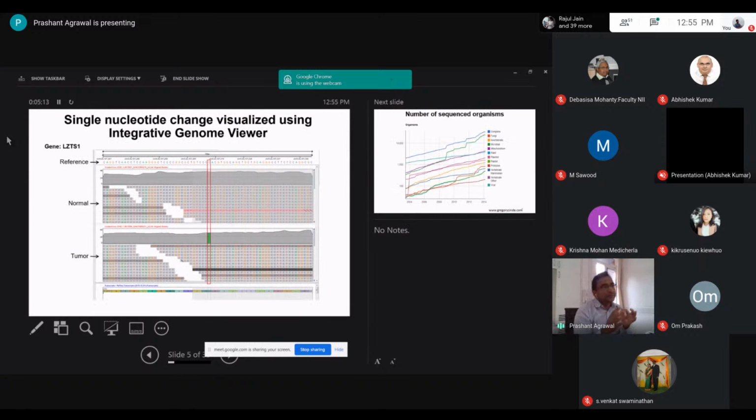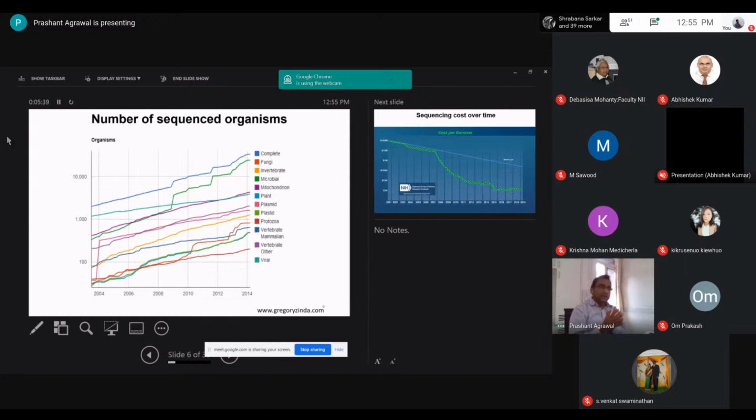And it's a very good example. You could see a single nucleotide change, and how you identify it. There is a reference, and the normal sequence looks like bases coming one after another. But in a diseased condition, a single base is changing. So C becomes A, and this is what we call, in the tumor, a single SNV, a single nucleotide variation.